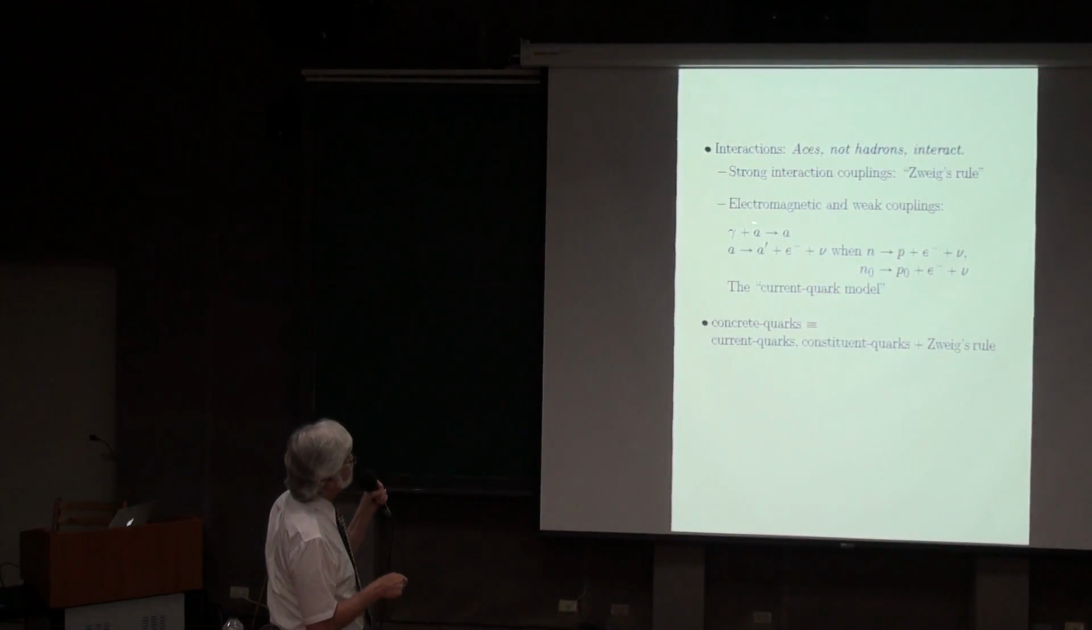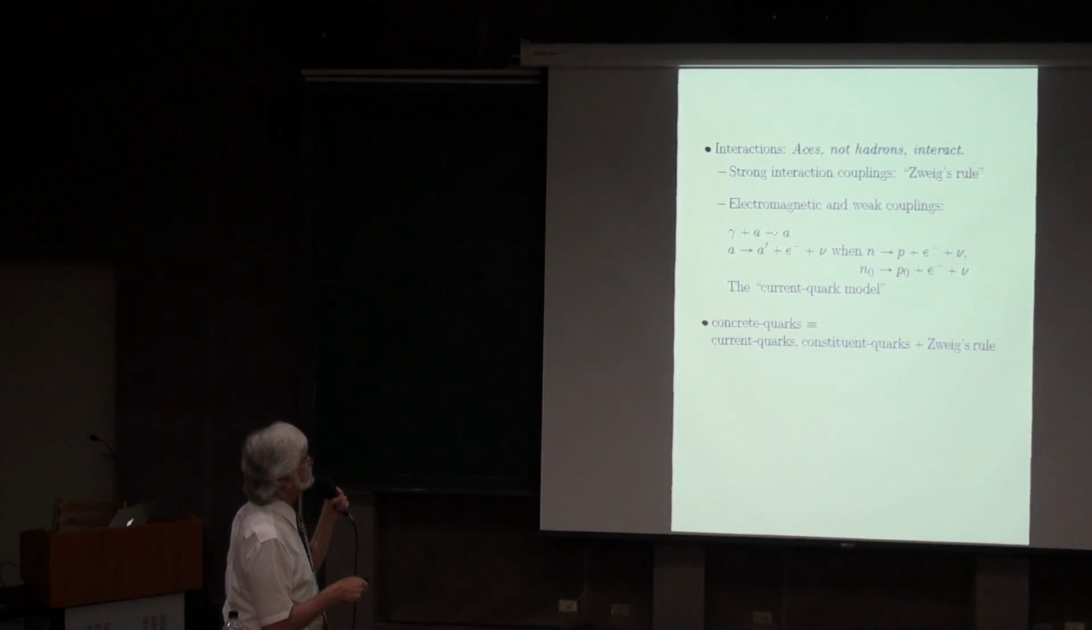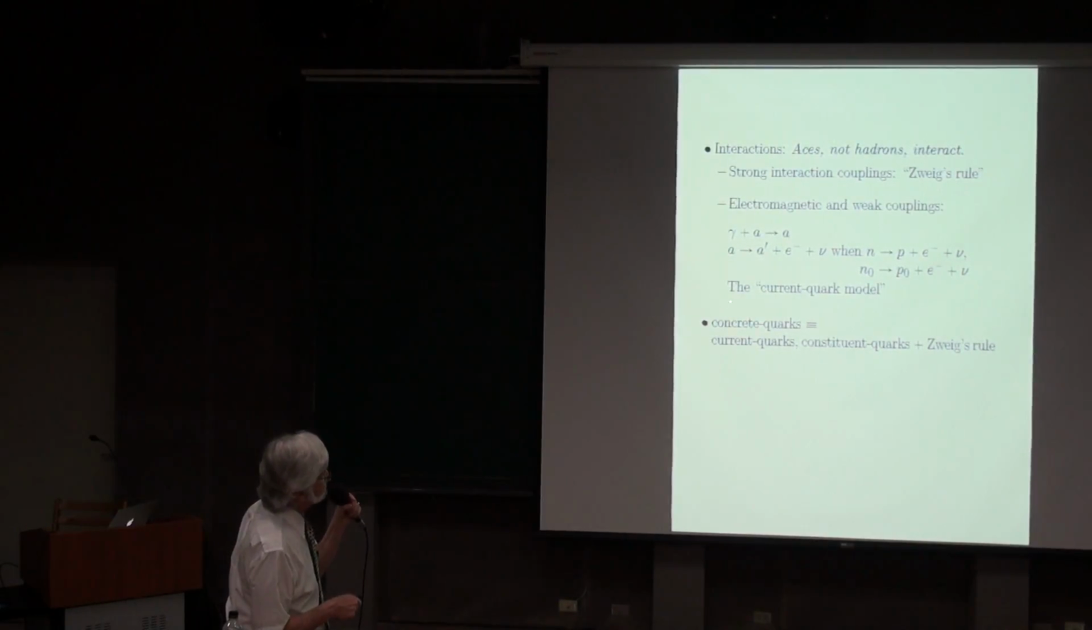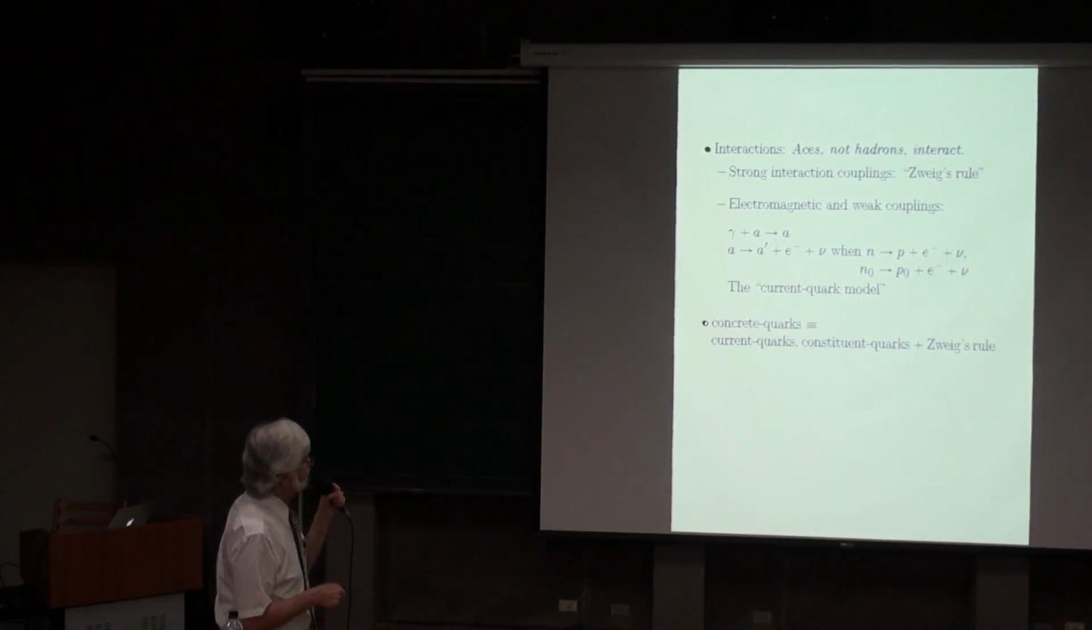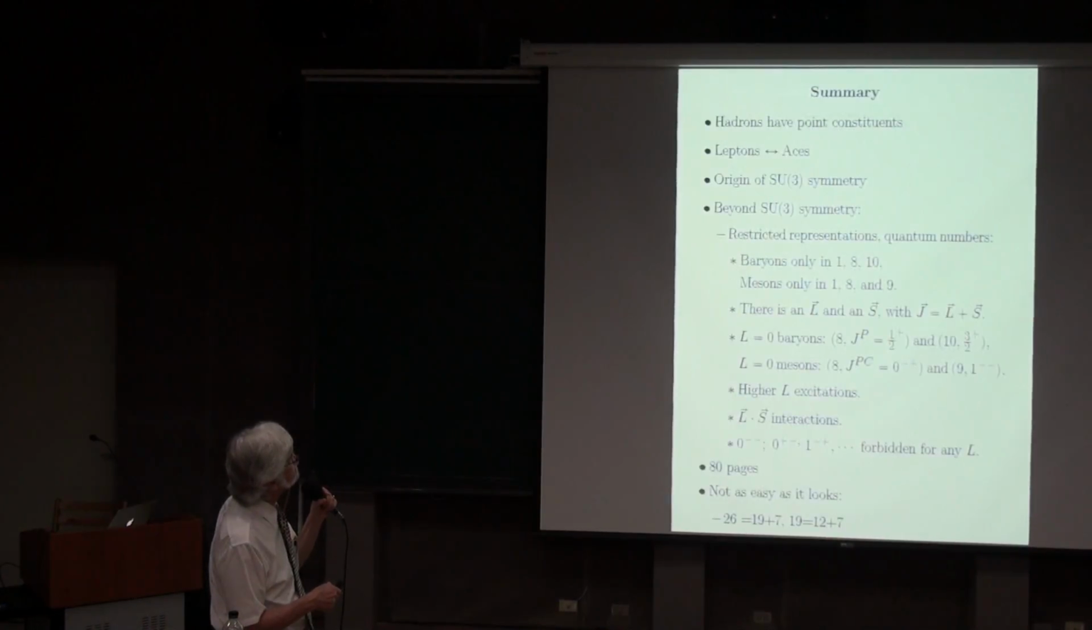The electromagnetic and weak couplings involved not the hadrons, but their ace constituents. So you had gammas interacting again, not with the proton, but with its charged constituents. And once again, if objects underwent weak interactions or weak decays, it was their ace constituents. And this was a lot like what people eventually called the current quark model. So what I call them, concrete quarks, were really a combination of current quarks and constituent quarks plus this rule.